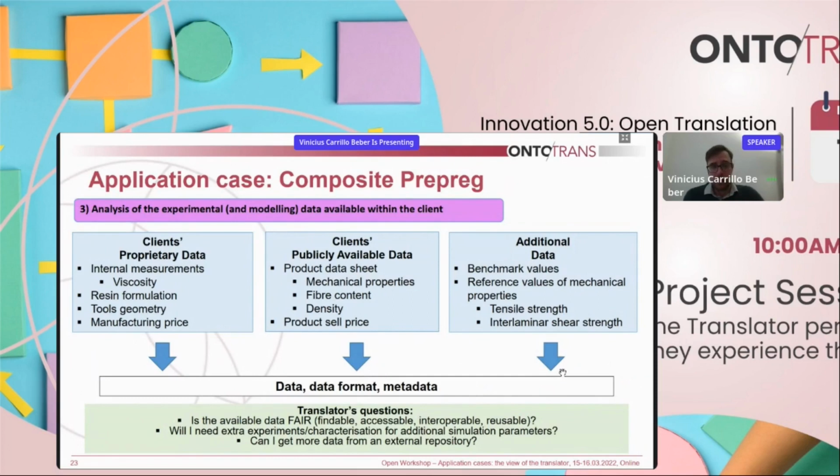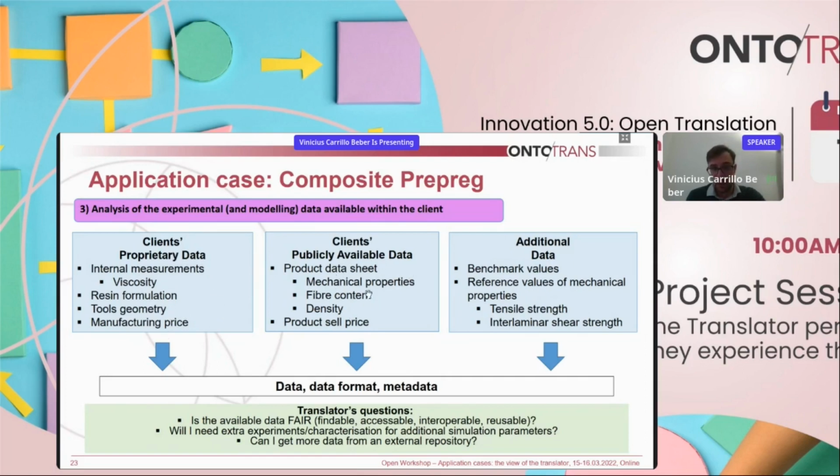Now, another very important step, step 3, is the analysis of the experimental and modeling data available within the client. Here there are three groups of data. First, the client's proprietary data, which only the client has access to and then gives to the translators, and there's always some sort of NDA or data sharing policy behind it. For instance, internal measurements of viscosity, the resin formulation, which is kind of an industrial secret, the tools geometry, and manufacturing price, all of which is proprietary to the client.